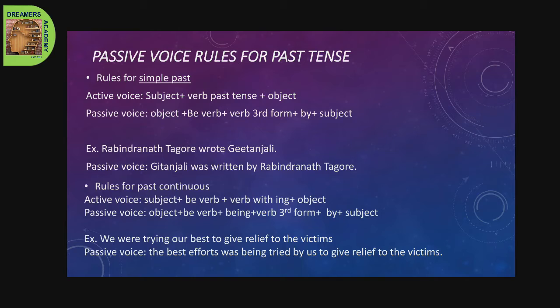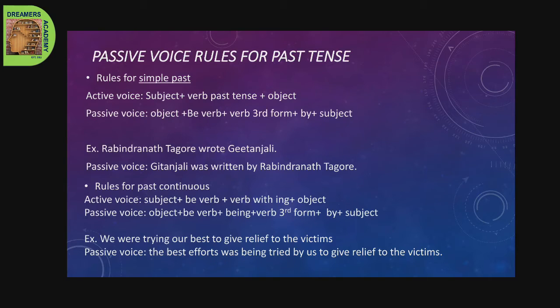Rules for past continuous. Subject plus be verb plus verb with ing, then object. Passive voice rules will be object plus be verb plus being plus third form plus by plus subject. We are trying our best to give relief to the victims. Then passive voice will be: the best efforts was being tried by us to give relief to the victims.